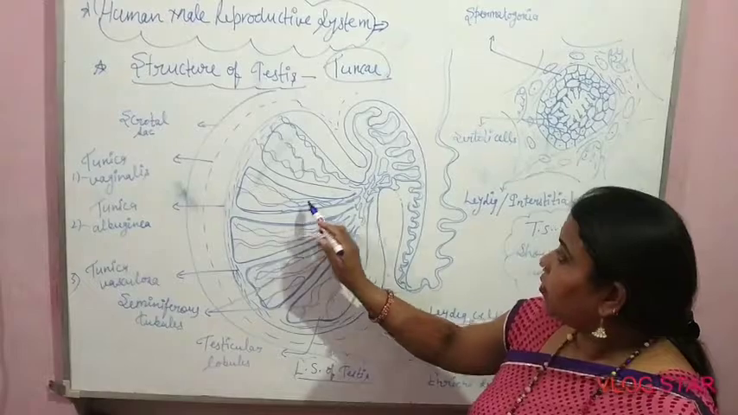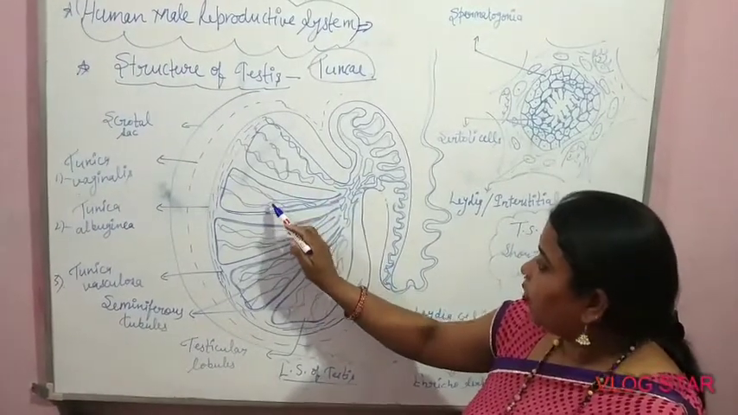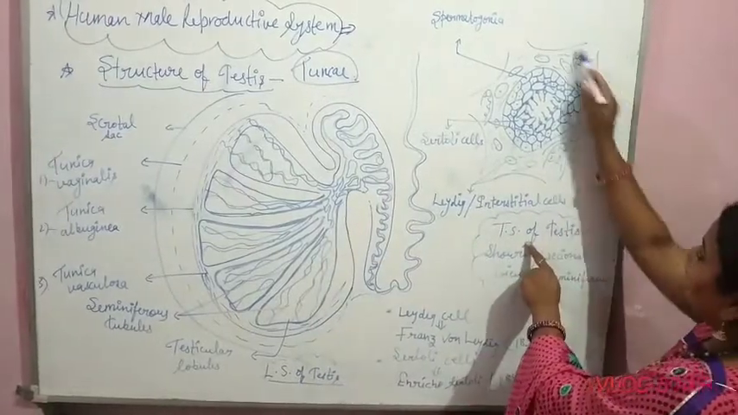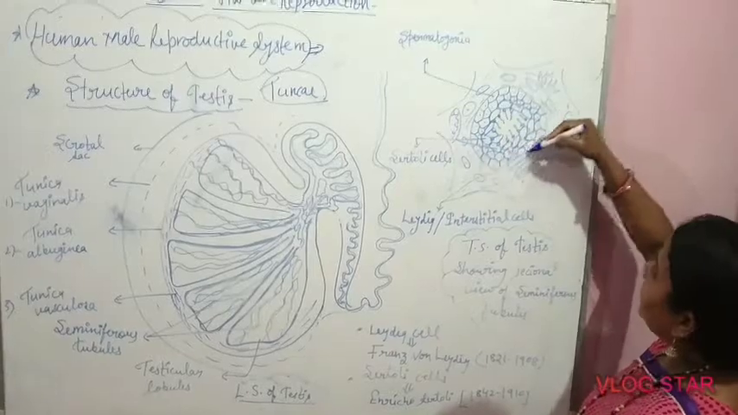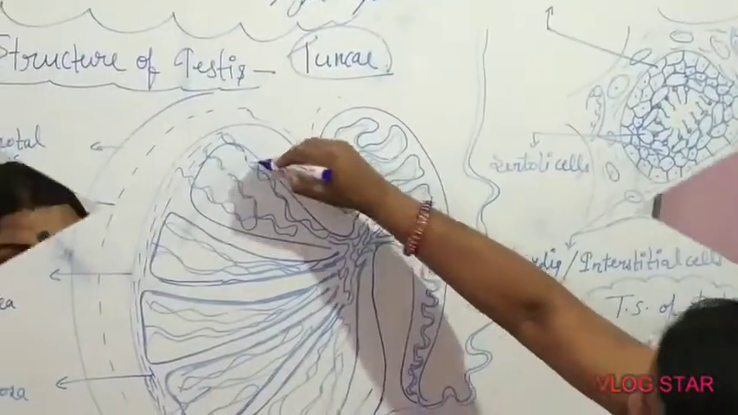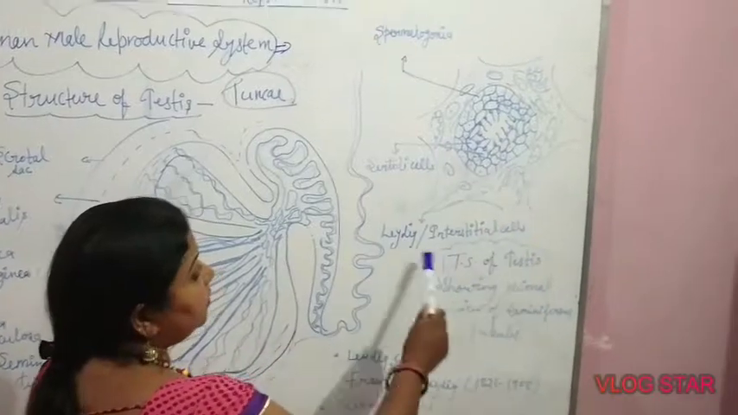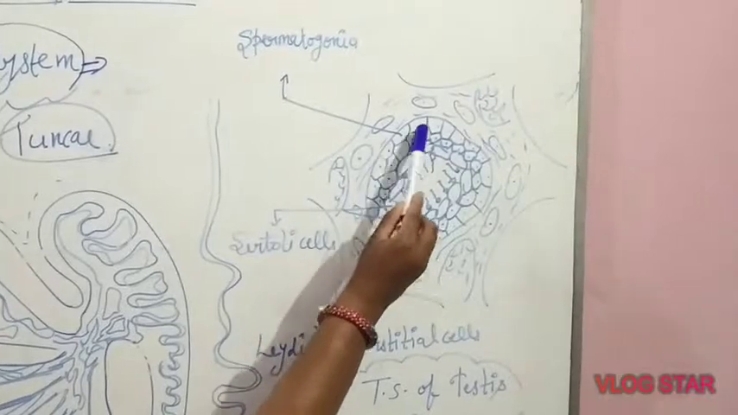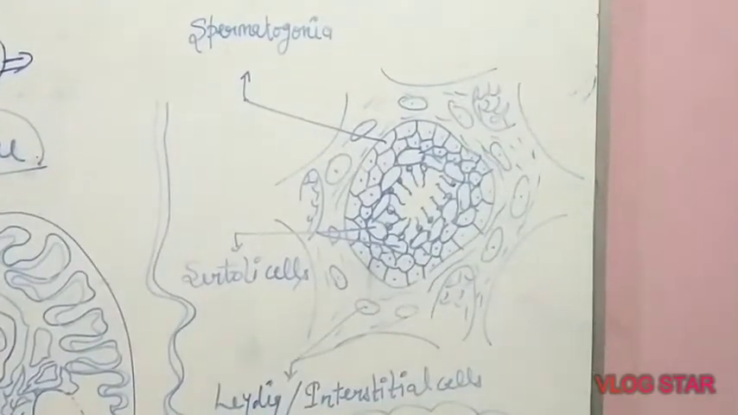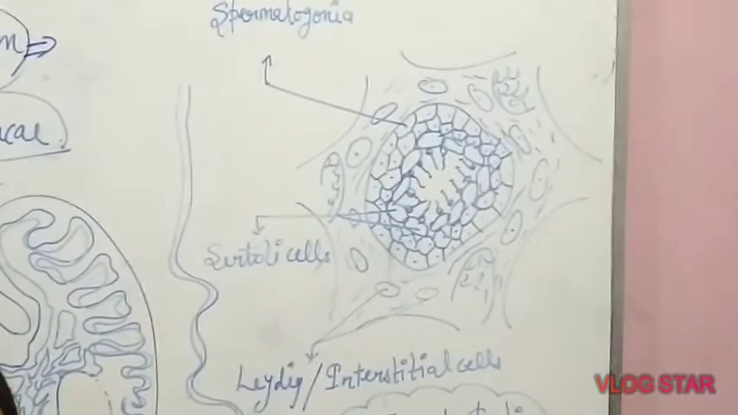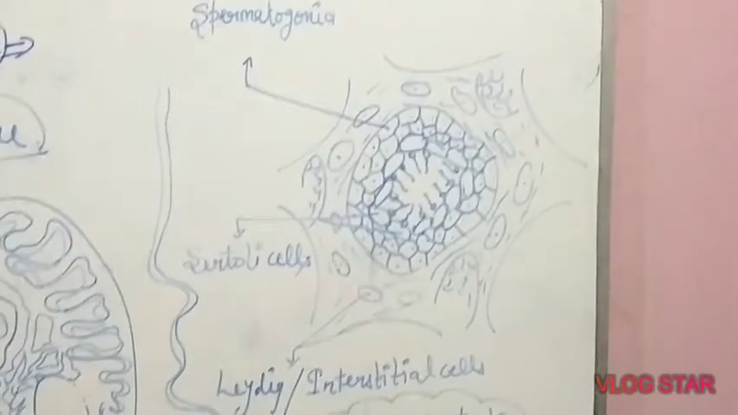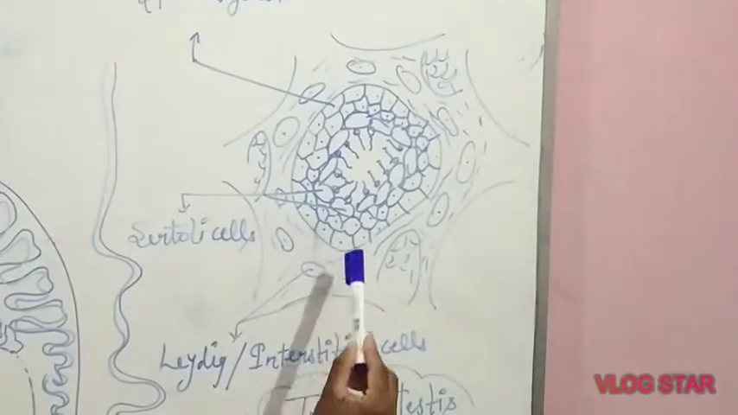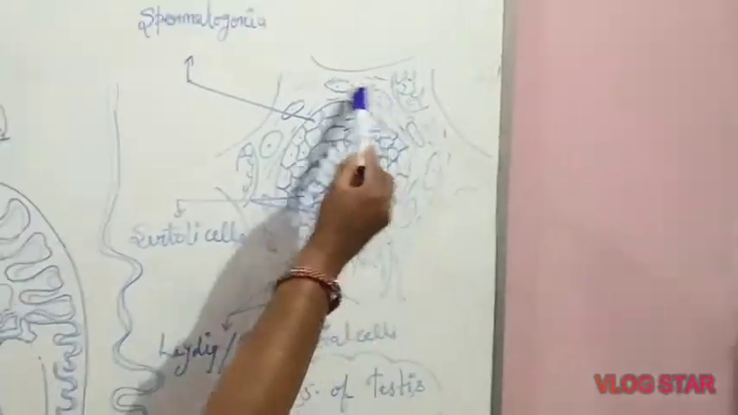Inside the testicular lobules, you can see there are highly coiled seminiferous tubules. In a transverse section, this is the structure of the seminiferous tubule. When we cut it as a TS, this is the structure of the transverse section of the seminiferous tubules. The seminiferous tubule is surrounded outside by a special type of cells. These are called Leydig cells. Another name for Leydig cells is interstitial cells. These cells are found surrounding the seminiferous tubules.